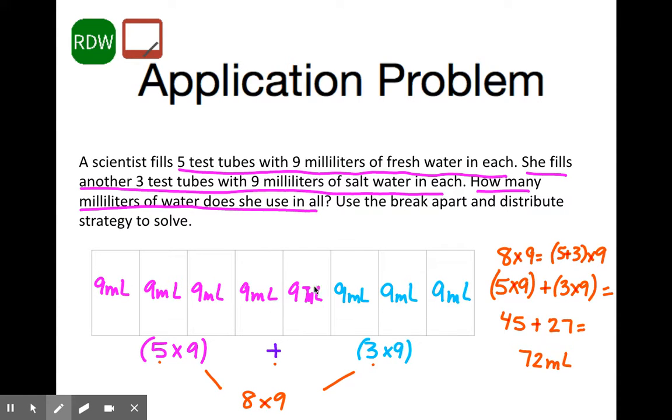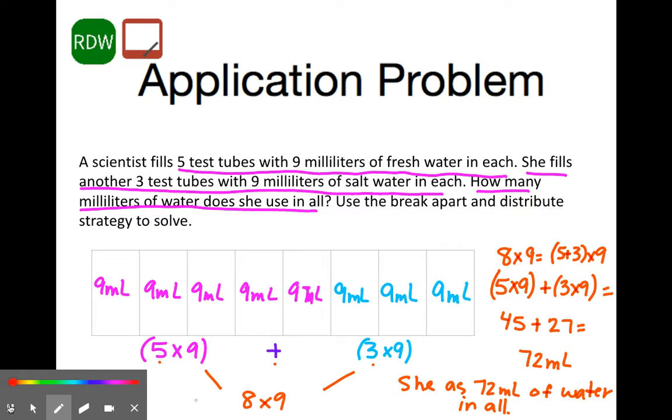So we have our drawing, we have our writing, we read our problem, and now we're going to put it into a sentence. How many milliliters of water does she have in all? She has 72 milliliters of water in all. That's what you should have for your application problem.